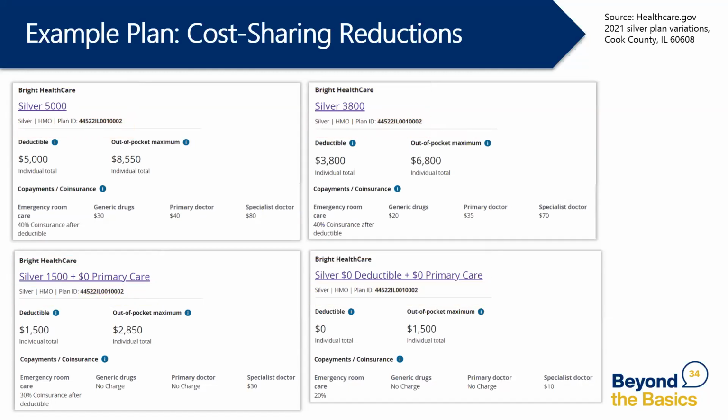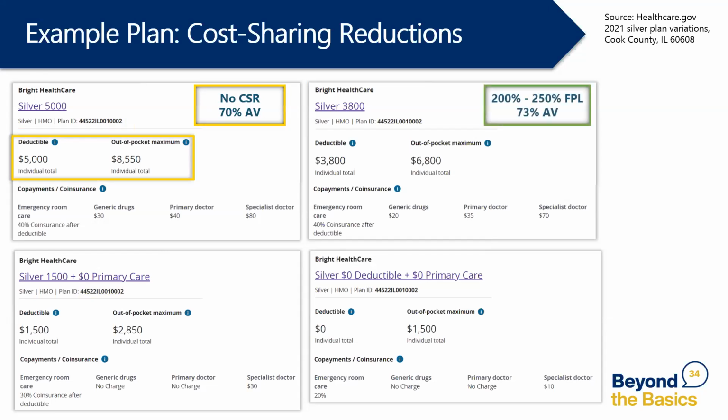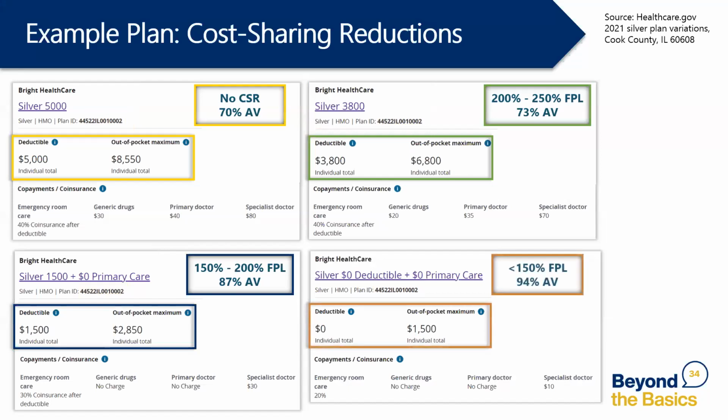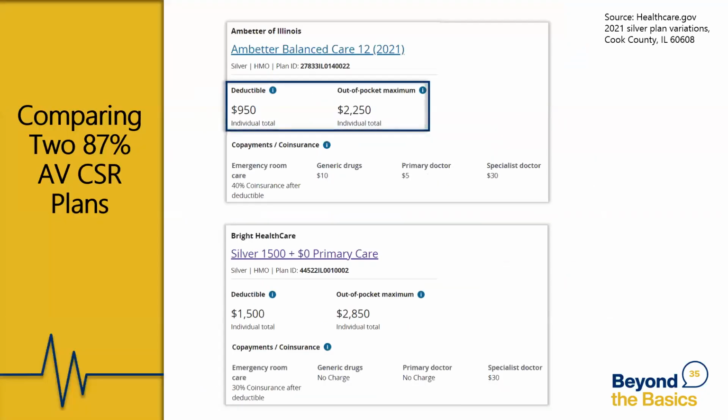So here you'll see the same basic structure as we saw in the last slide. The lower a person's income is, the higher their CSR is, which results in the highest AV and lowest cost sharing charges for people with very low income. And as we discussed in the last section, the actual cost sharing charges plans have can differ widely, even among plans at the same AV level.